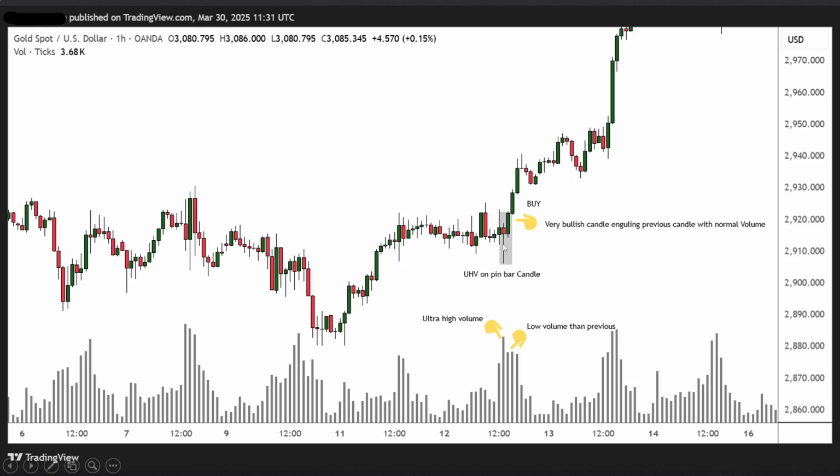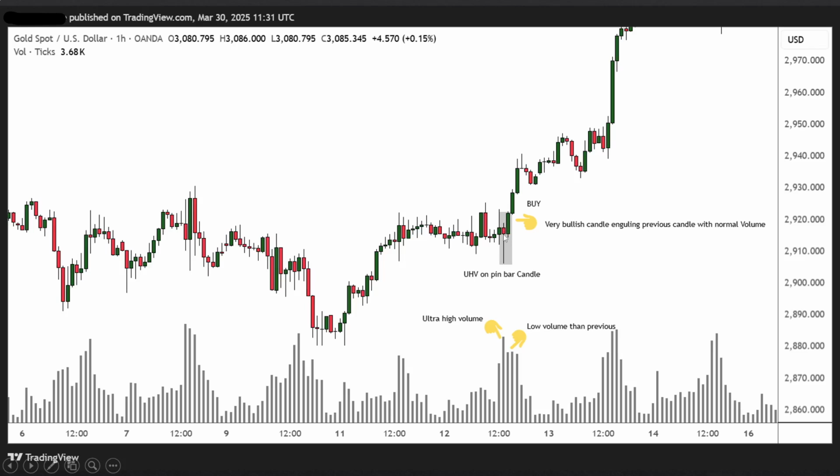Now the volume of the buy candle is lower than the ultra high volume. You just simply buy it, place stop loss below, and you can expect 1:3, 1:4, 1:5 activity. This is a one hourly chart of gold. Okay, so this is the setup.